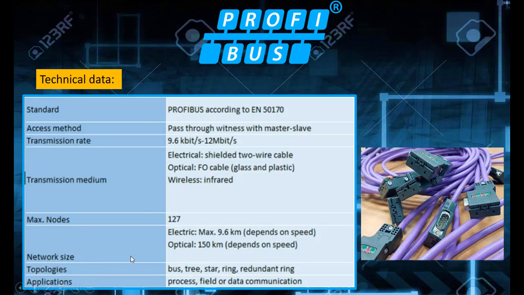In network size, electric and optical. In electric, the max is 9.6 km. This depends on speed. In optical, the max is 150 km. Depends on speed.